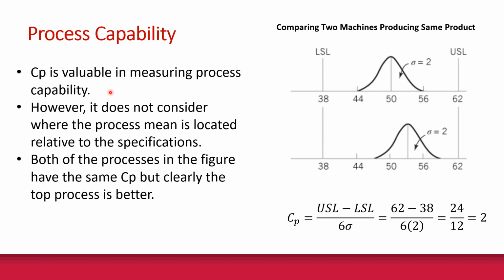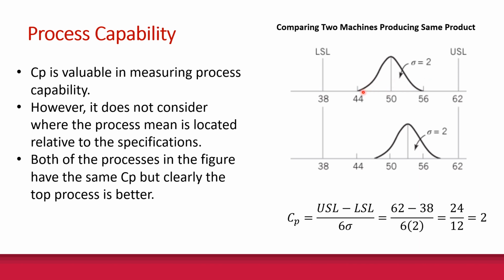C sub P is very valuable in measuring process capability. However, it does have one flaw. It does not take into account whether the process is centered with respect to the specification. So let's compare two machines producing the exact same product. In the top one, we have set the lower and upper specification limits. In both cases, the lower specification limit is 38 units. Let's say we're filling up Coke bottles, so maybe 38 ounces is the lower specification limit, and the upper specification limit is 62. We would like all of our Coke bottles filled within the upper and lower specification limits.